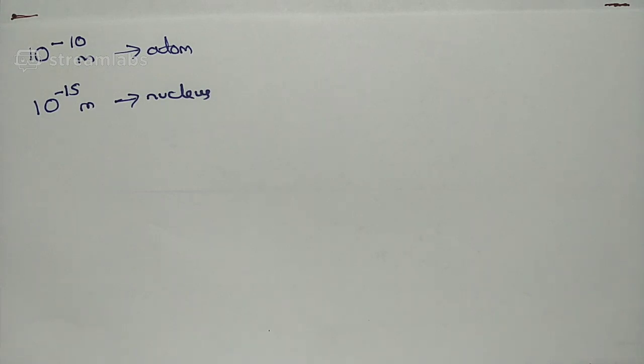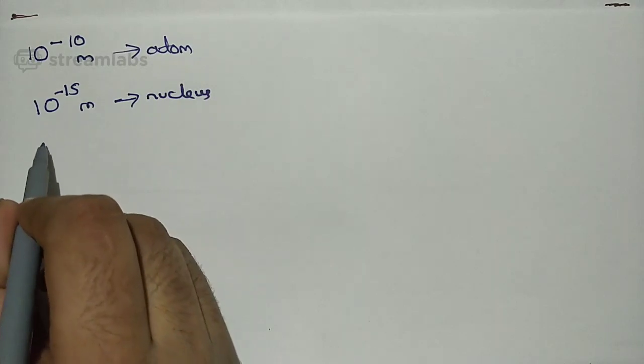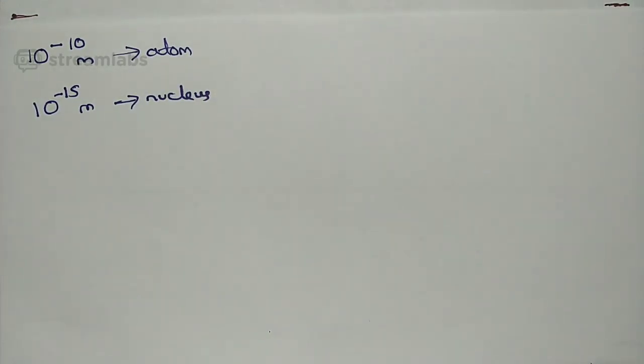In addition to these points, Rutherford also derived an expression for the total energy of an electron in terms of its radius in the hydrogen atom. So that is the derivation of the expression for the total energy of an electron in terms of radius. Now see, let's start on a new page.